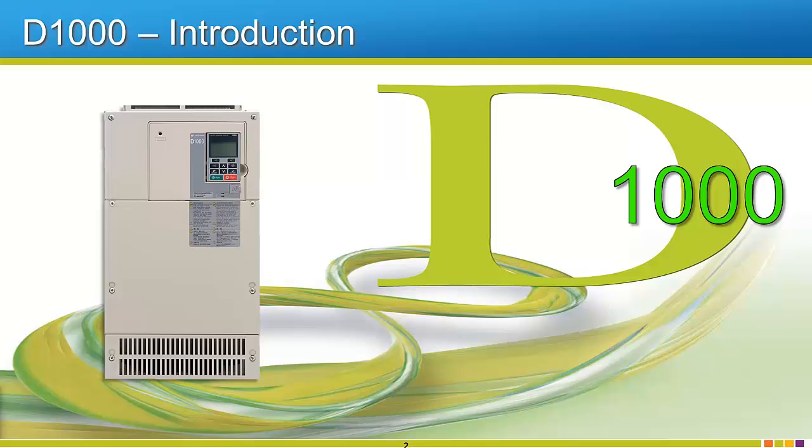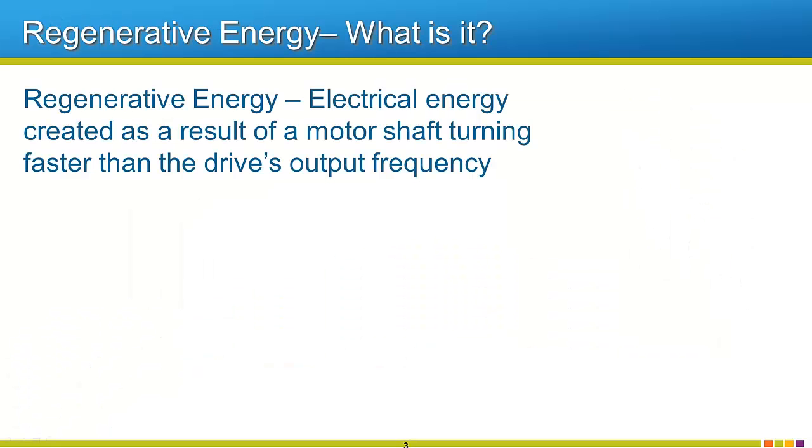To understand what the D1000 is and when it is practical to use, let's start with a brief lesson on regenerative energy, commonly called regen for short. Regenerative energy is defined as the electrical energy created as a result of a motor shaft turning faster than the drive's output frequency. This is because an overhauled motor acts as a generator.